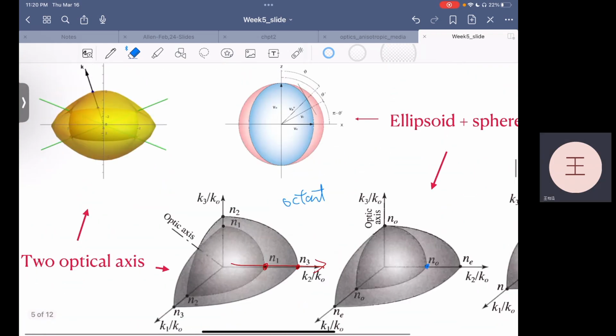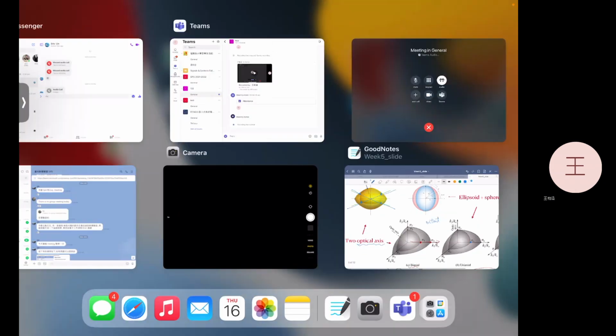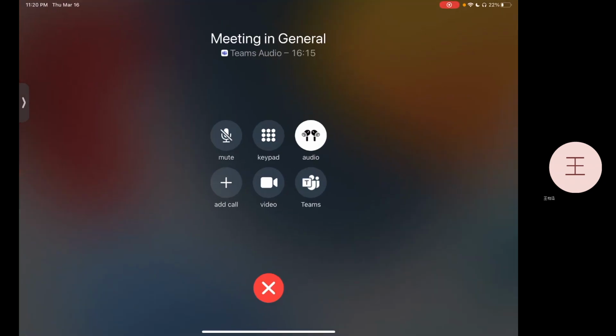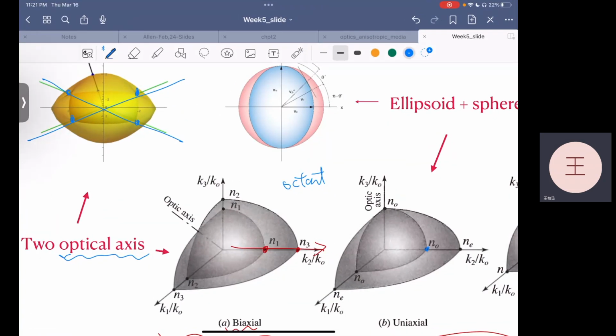And as for the biaxial case, it's just as shown here. You'll see that there are 4 points that only suffer from one refractive index. And along these 2 points, it constructs an optical axis. That means for propagation that's parallel to the optical axis, you only see one refractive index, which means it's just like the plane wave that we loved before.